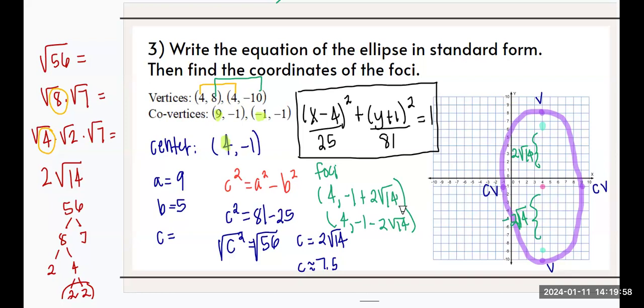So sometimes you will see them like that. Today on your assignment, you're going to see the decimal approximations. And for that, we just put these in the calculator. So what is -1 plus 2 square root of 14? About 6.5. Okay, that's this one right here. It's about 6.5. And the other one, we're going to subtract. So -1 minus 2 square root of 14. It's about -8.5.